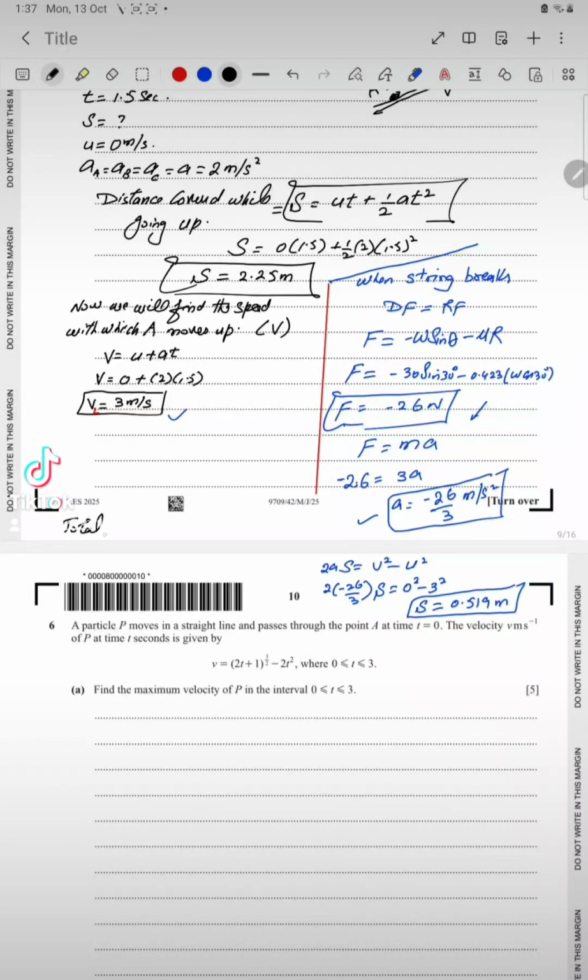So the total distance we are looking for is the first distance when it goes up, that is 2.25, plus the free fall, 0.519. So you can add it, it will be approximately 2.77 meter. That is the final answer. I hope you got it.